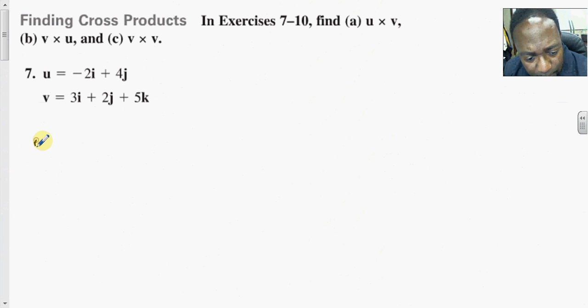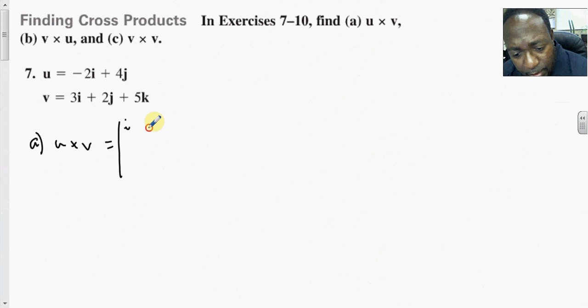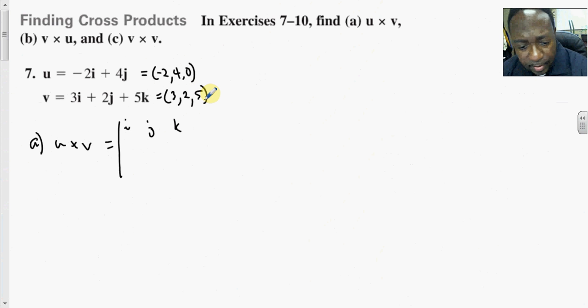So let's see, part A. Let's find the cross product of U with V. So it's written as the determinant. Here the first row is I, J, and K. The second row is the components from U, which are -2, 4, 0. Then the components of V, 3, 2, and 5. So we put the -2, the 4, the 0 there, and the 3, the 2, and the 5.